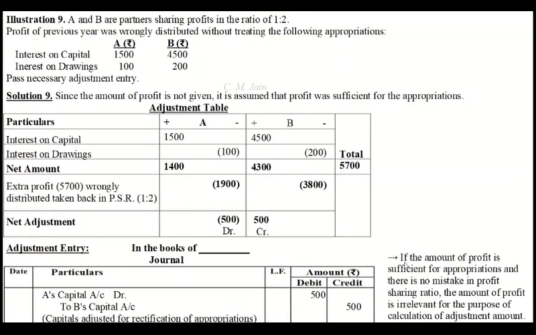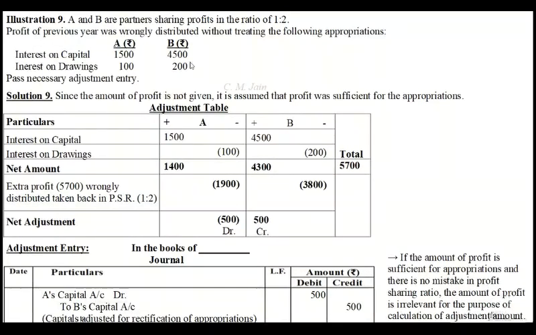So the first condition is that the amount of profit is sufficient for appropriations and there is no mistake in the profit sharing ratio. It was not specified anywhere that profit was distributed in some wrong ratio. That means there was no mistake in the profit sharing ratio. So when these two conditions are met, I repeat, first condition, when the profit amount is sufficient for appropriations. Secondly, there was no mistake in the profit sharing ratio. Then the amount of profit is irrelevant for the purpose of calculation of the adjustment amount.